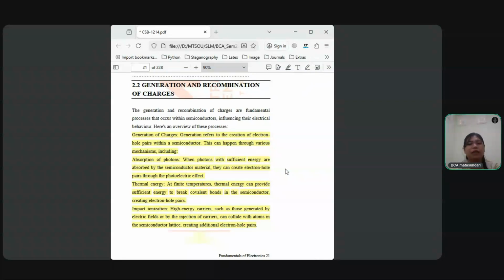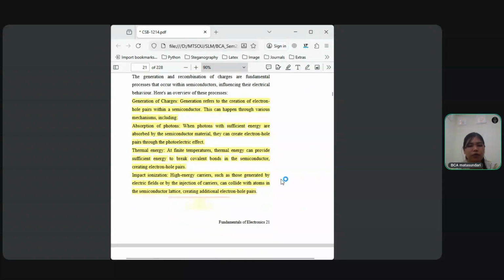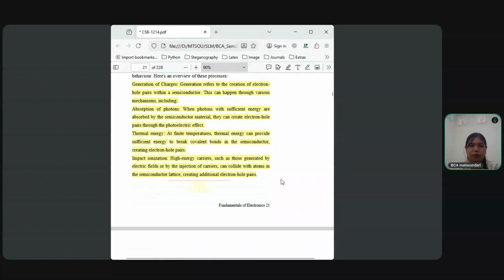This can happen through various mechanisms, including absorption of photons. When photons with sufficient energy are absorbed by the semiconductor material, they can create electron-hole pairs through the photoelectric effect, like a photograph, like a camera, for example. Another is thermal energy: at finite temperature, thermal energy can provide sufficient energy to break covalent bonds in the semiconductor, creating electron-hole pairs.